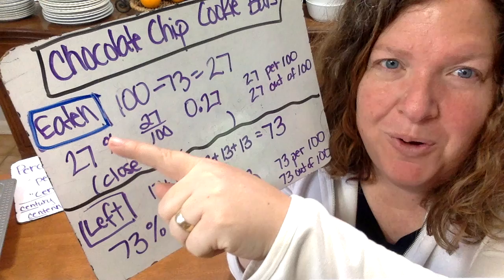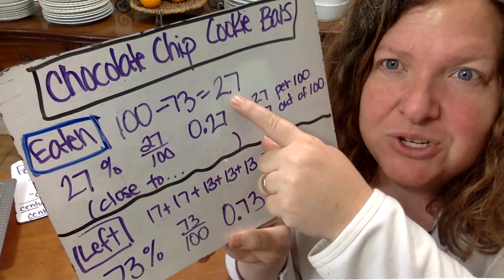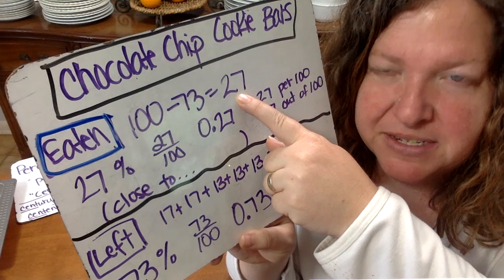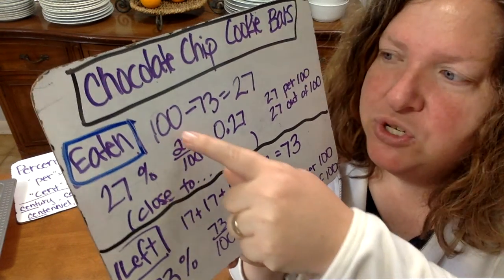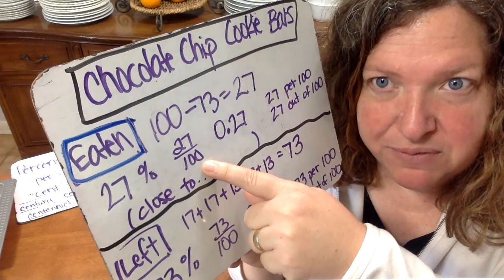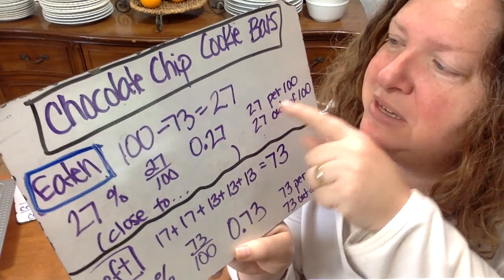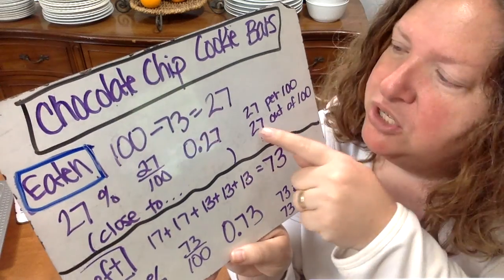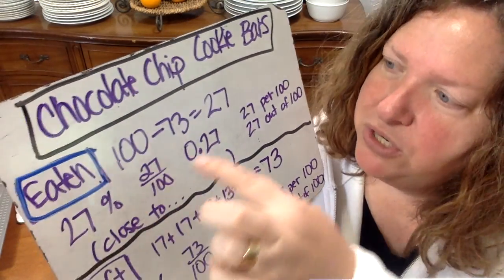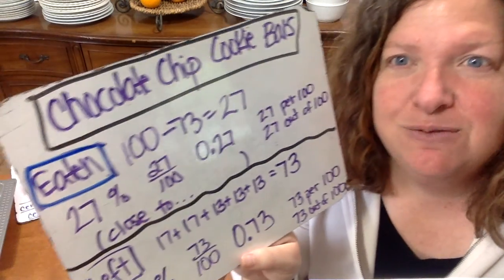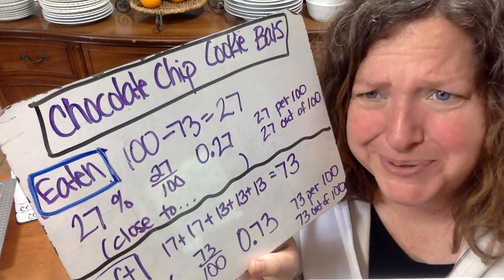Okay, so hopefully you found that she or he, whoever did it, had eaten 27 pieces out of the 100. So it was 27%, 27 hundredths written as a fraction, 27 hundredths written as a decimal, 27 per 100, 27 out of 100. Now you might be saying, that is so confusing. Why do we have 5 ways to talk about this? And the answer is we just do.